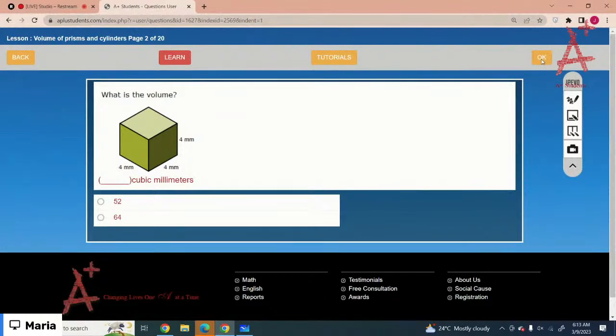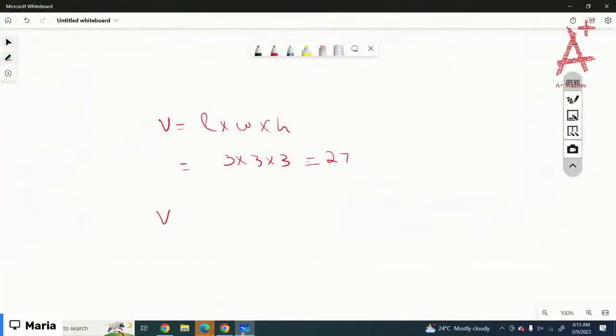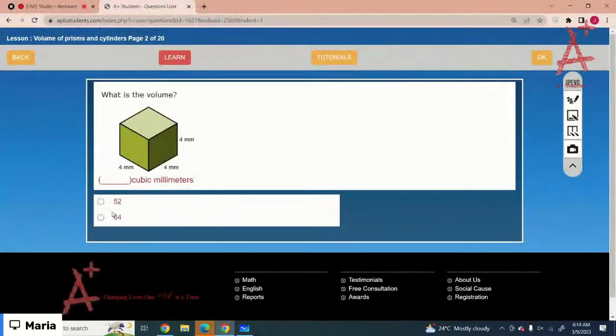Okay, for this one, what is the volume? The volume is again length times width times height. So all the side lengths are 4 times 4 times 4. So it is 64 cubic millimeter. Got it? The correct option is 64 cubic millimeter.